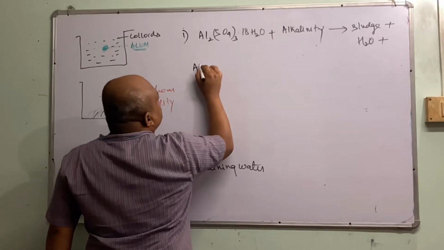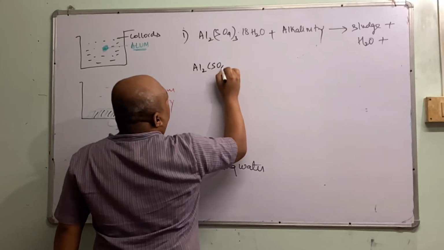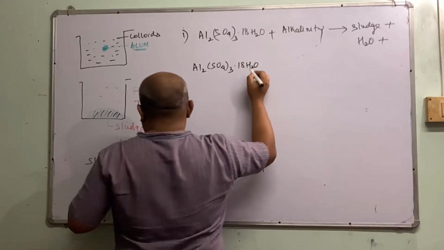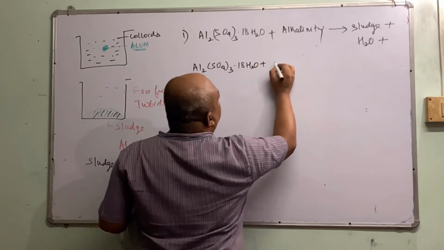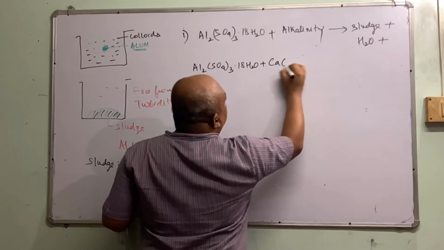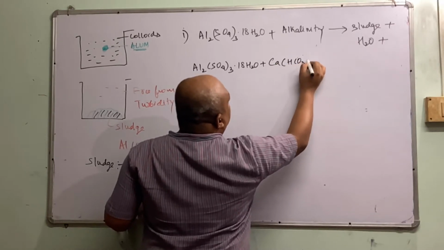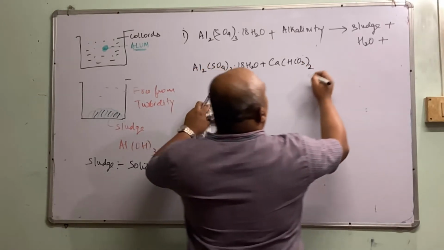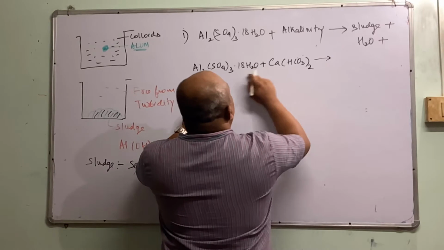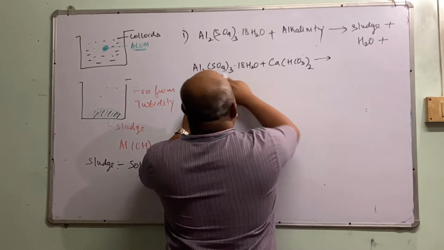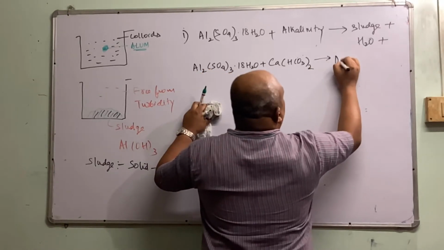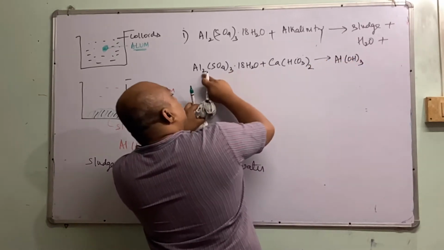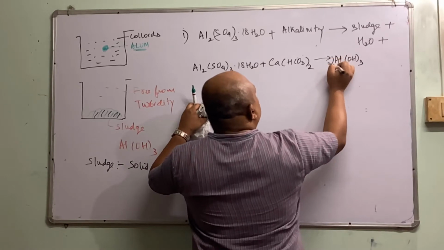This equation can be written as Al2(SO4)3·18H2O. Let's say we have HCO3 minus. So it will be calcium bicarbonate, Ca(HCO3)2, calcium is 2, so 2. They will give out, so in order to balance it, we will first get Al(OH)3. Aluminum is 2 molecules, so you will have 2 molecules here.